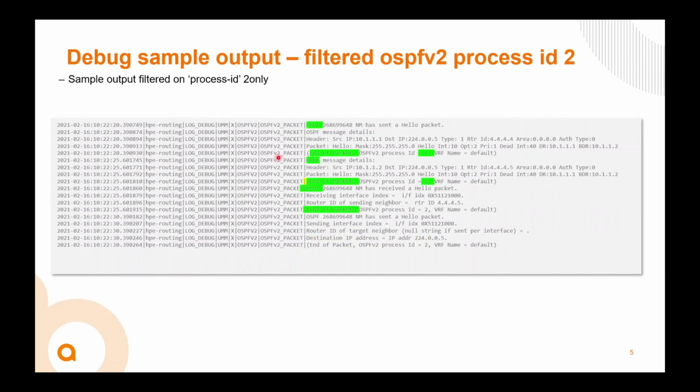And here's just a filtering that I did on process ID 2. So you can see it's much easier to read if you want to go to a more granular level and you know what you want to filter on. You can get a much cleaner read of the output. Very helpful for customers.